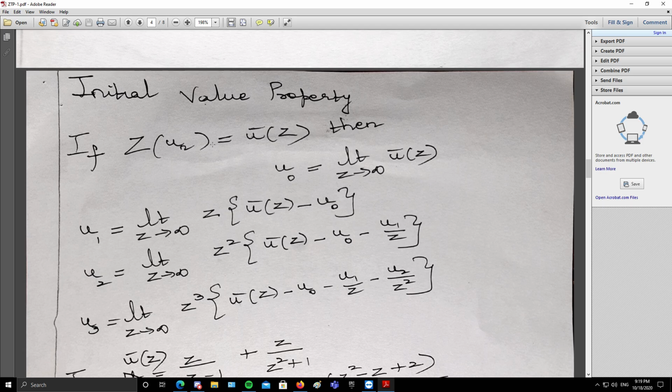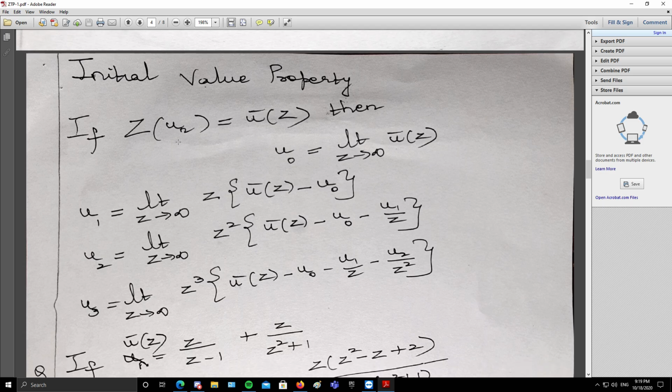we will see the fourth property, the initial value property. The property says if Z of un equals u bar of z, then u0 equals limit z tending to infinity u bar of z. u1 is limit z tending to infinity z times u bar of z minus u0. u2 is limit z tending to infinity z square u bar of z minus u0 minus u1 by z. u3 is limit z tending to infinity z cube u bar of z minus u0 minus u1 by z minus u2 by z square. So you can observe the pattern.